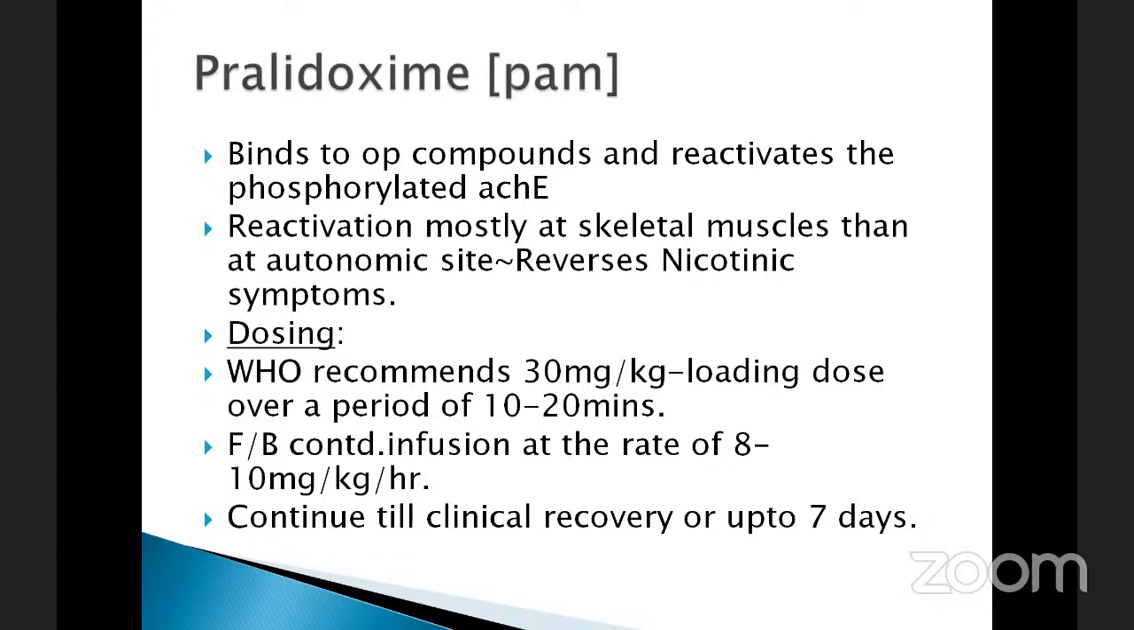Yes, sir. Phos means organophosphorus compound. So what is the chemical structure of the organophosphorus, and why is it called organophosphorus? What is the chemical structure?